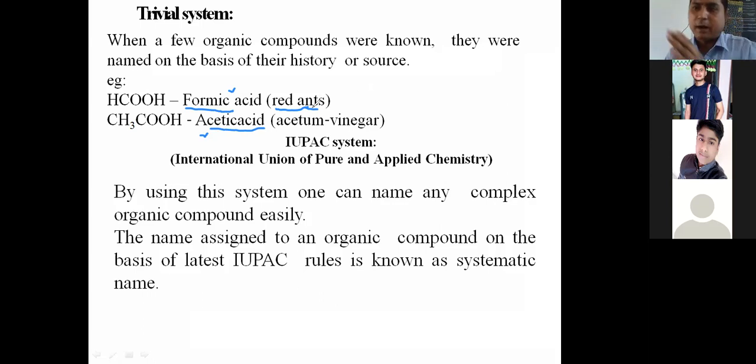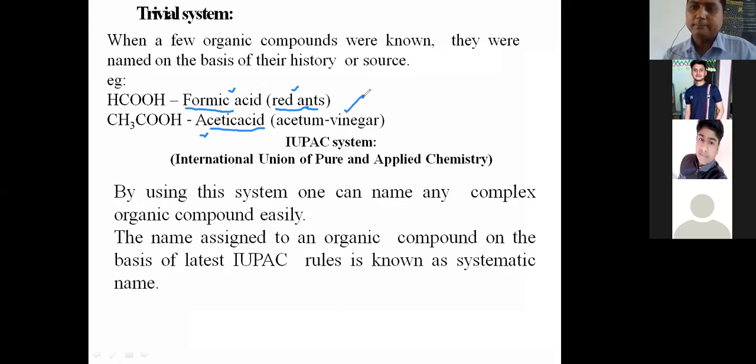I'm not going into that part. We are discussing here the trivial system, that is, formic acid, which is obtained from red ants, and when this formic acid enters into the body, there will be irritation. So formic acid is adopted as such by the IUPAC. Similarly, acetic acid was obtained from vinegar.